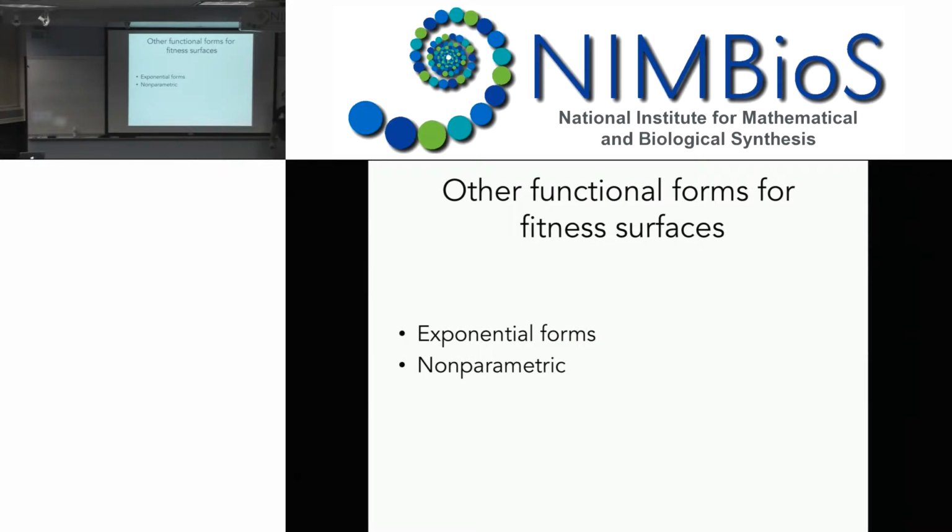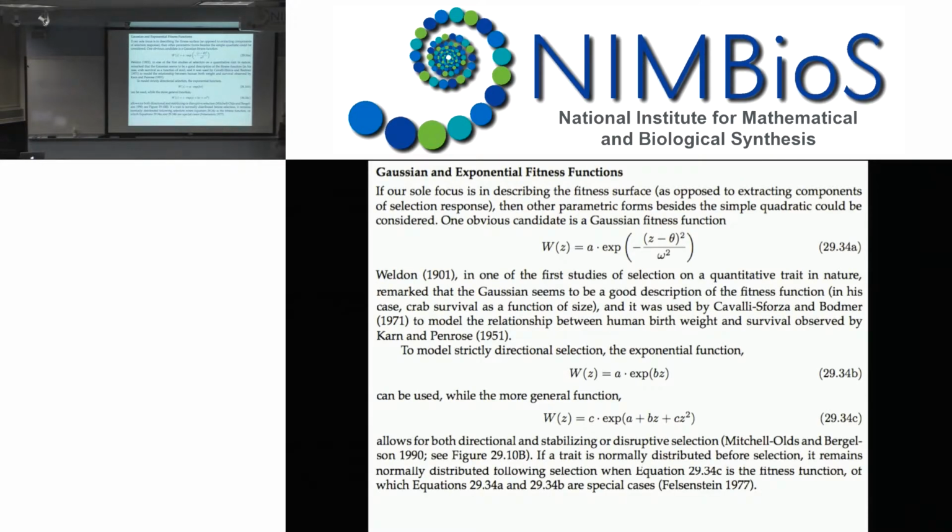So there's a couple ways to get around that. One way is to look at another form, exponential forms. The problem here, of course, is these things also only have a single minimum or maximum. Then we'll talk about non-parametric methods, where you assume no functional form and try to fit those.